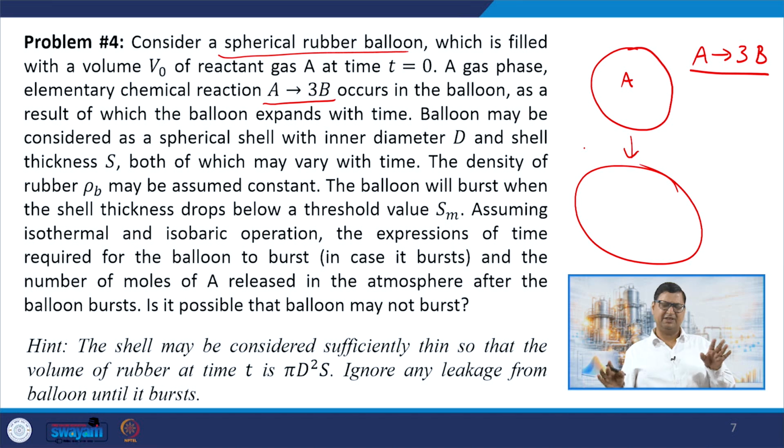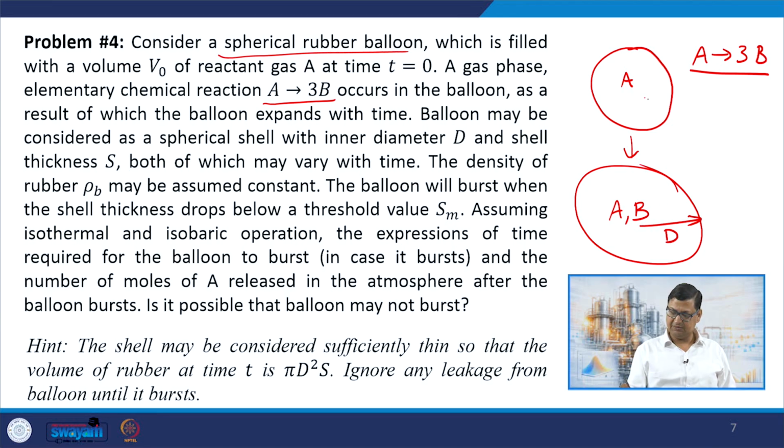Let us assume it remains spherical when it has A and B. And then what is being said is that the balloon may be considered as a spherical cell with some inner diameter d. In the beginning, this is my diameter d, and this is my diameter d naught in the beginning. And there is a cell thickness, a small cell made up of rubber.